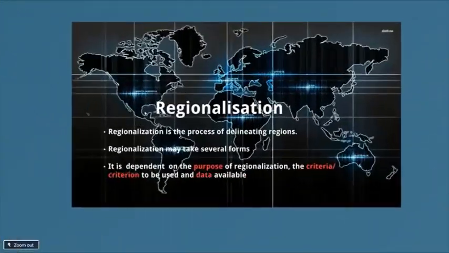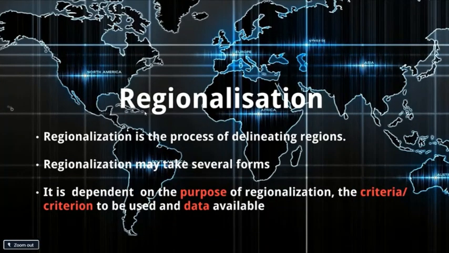Regionalization is the process of delineating regions, or the process of identifying regions. And regionalization may take several forms. The form and the shape a region would take depends on the purpose. So if you are creating a region for developmental purpose, it's going to be different from a region created to assess or to describe the vegetation cover of a place. And it's also dependent on the criteria.